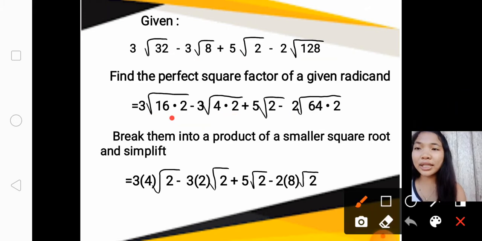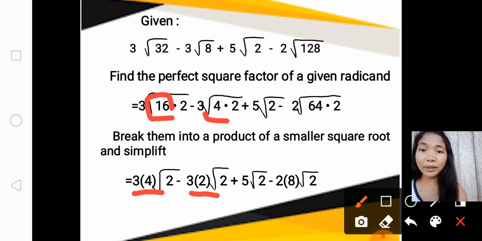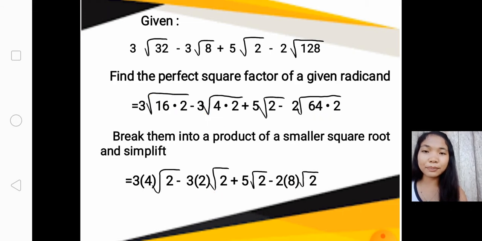So, the square root of 16 is 4, so take out the 4. Then, the square root of 4 is 2. The same, take out the 2. And then, just copy the 2. The square root of 64 is 8, so take out the 8.